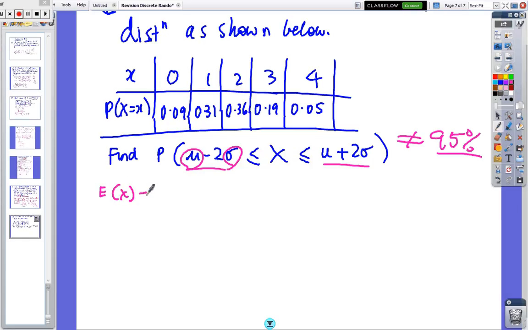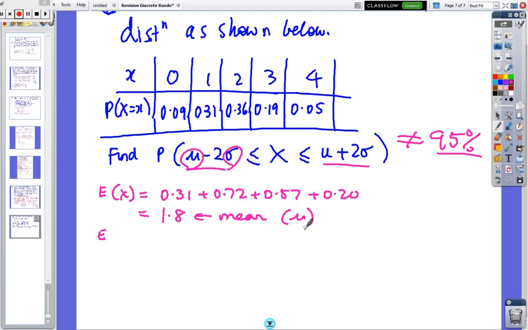Alright, back live. E(X) is 0.31 plus 0.72 plus 0.57 plus 0.20. I'm going to get my calculator out. 0.31 plus 0.72 plus 0.57 plus 0.2. So the expected value is 1.8. So that's going to be the mean, which is the symbol mu upstairs.